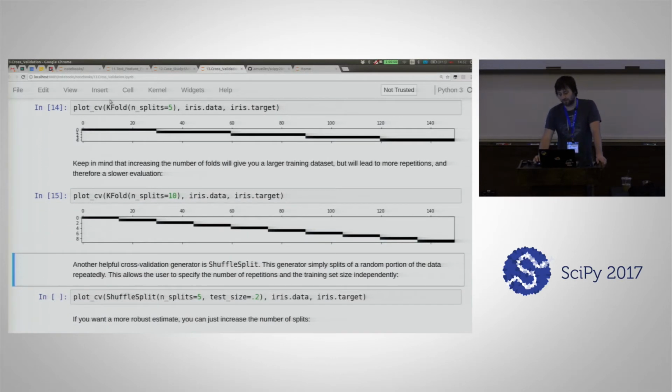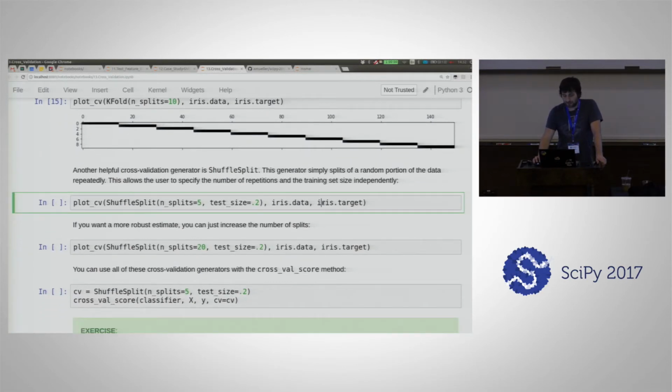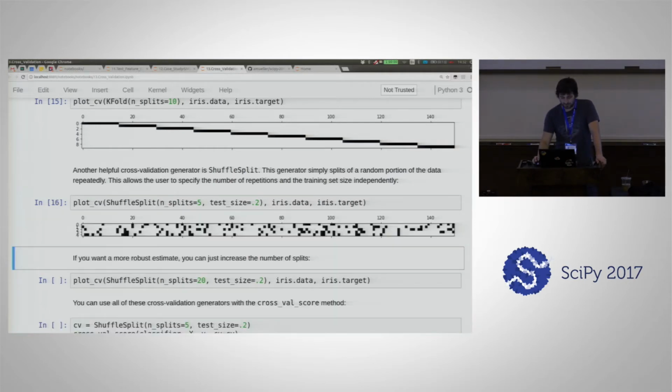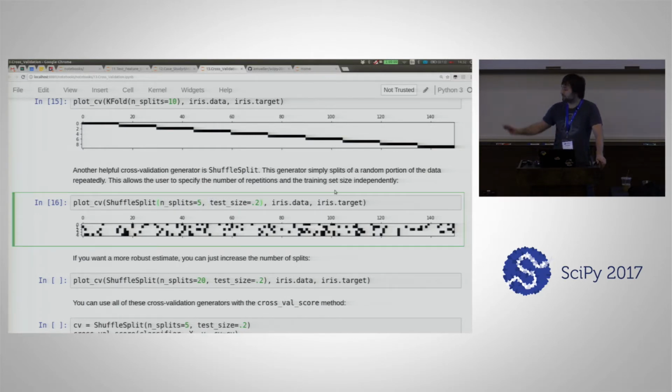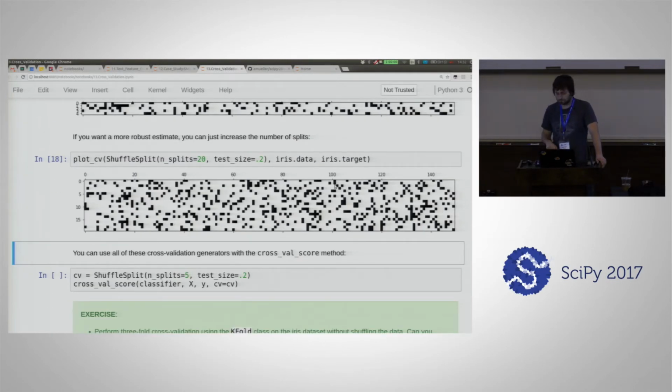I mean, if you just take more splits, it looks like this. So ShuffleSplit is also kind of interesting. ShuffleSplit allows you to repeat as many times as you want with a given test set size. So here, we repeat 5 times, and we always take 20% of the data as test set, just randomly. Instead of 5 times, we can also do it 20 times and just randomly sample more.